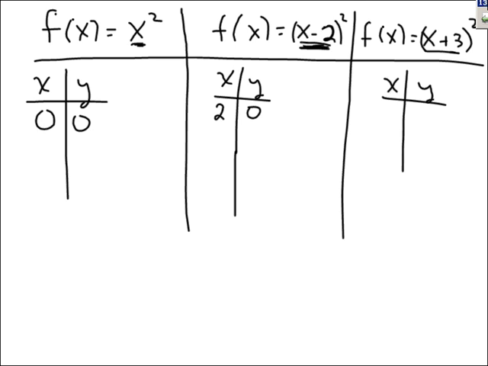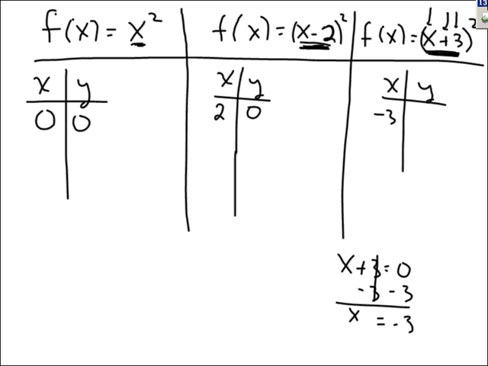What should I square to get this to be 0? What should x be? Negative 3. If x plus 3 is to be 0, because I want to square 0, then x is negative 3. Negative 3 plus 3 is 0. Square it, get 0. The same y value. Same y values. We got 0 in all three cases.